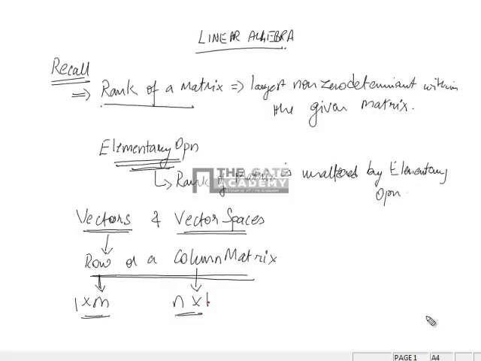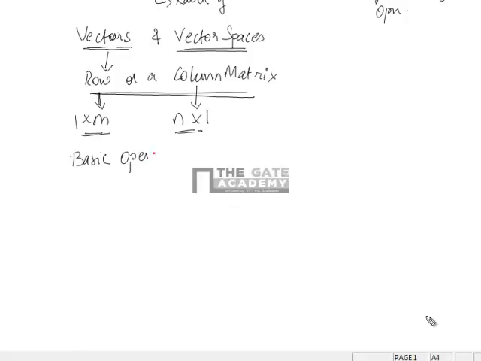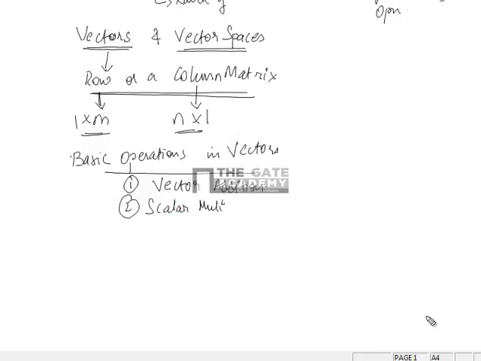Now, the first thing I want to understand is what are the basic operations possible in vectors. There are only 2 basic operations. One is called vector addition. The other one is called scalar multiplication. These are the 2 basic operations possible in the world of vectors.